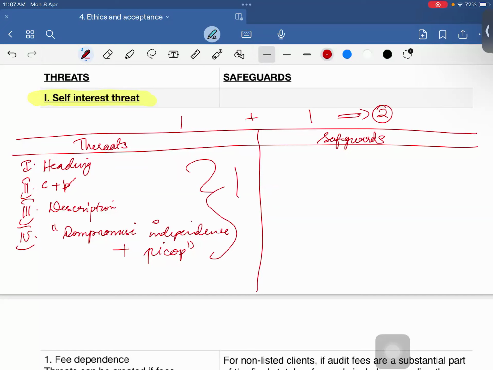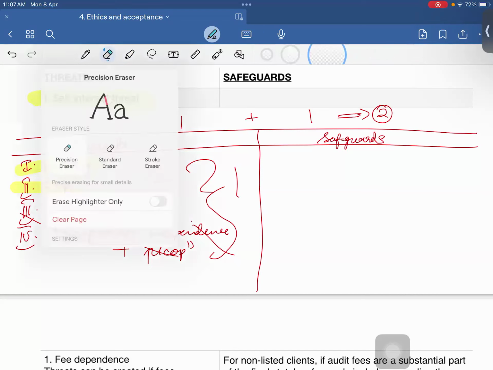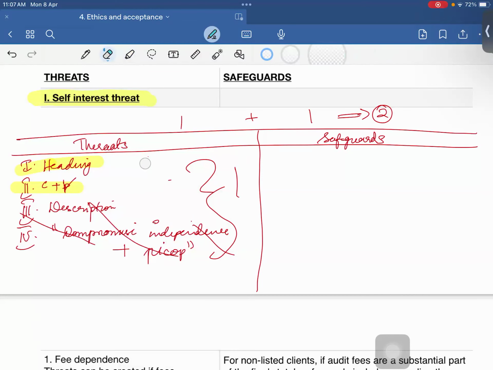Often students made a mistake where they have just given the heading and copy pasted the scenario and completely omitted these two things. In that case, you're going to get half mark. So don't be that person.